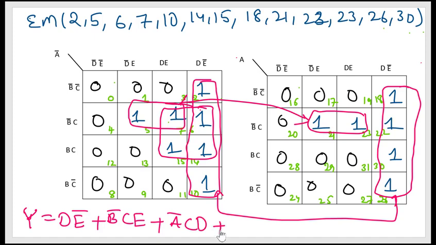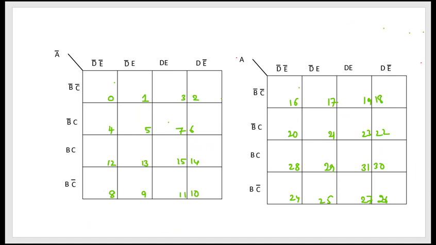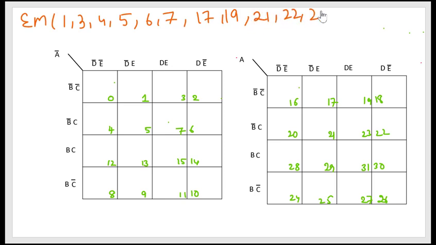Okay, now we have covered almost all quads and pairs. This is the final expression. For which, one more example: Sigma M 1, 3, 4, 5, 6, 7, 17, 19, 21, 22, 23 and 29.